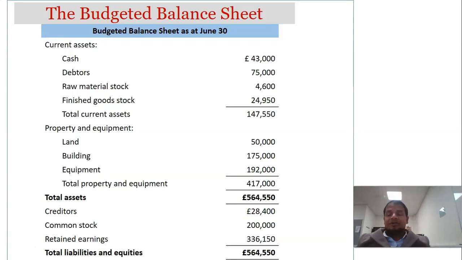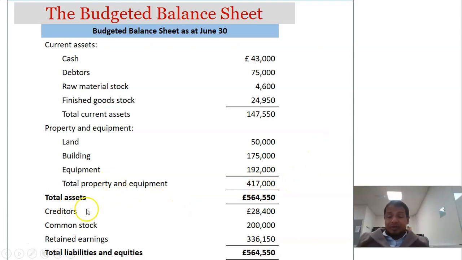And the budgeted balance sheet. So all the assets and liabilities, current assets and fixed assets and liabilities, all these are expected. The cash balance at the end. Debtors, that is the receivable amount, 75,000. This is from the sales budget, the remaining collection. Raw material stock, 4,600, finished goods stock, 24,950. So these are the current assets. Property, plant, land, building, equipment, these are given.